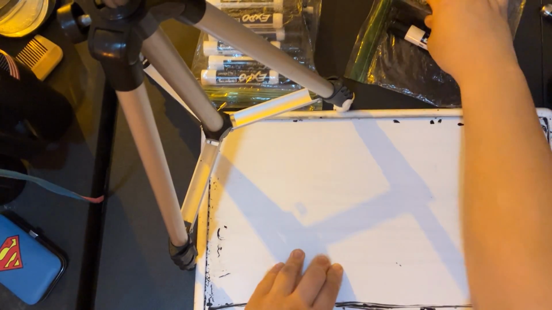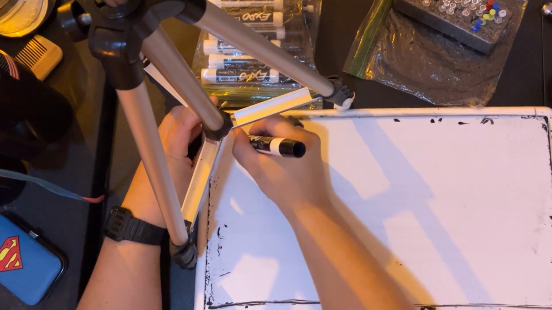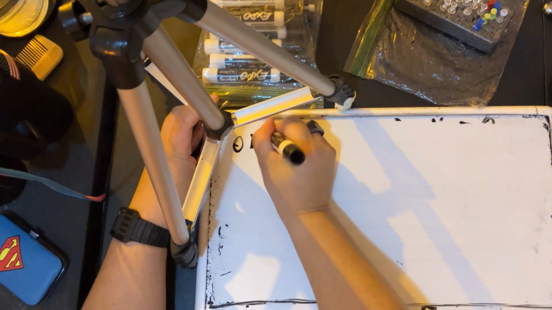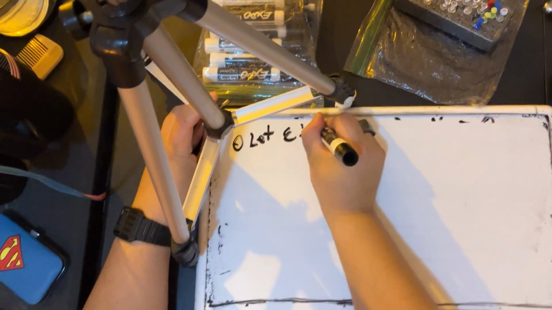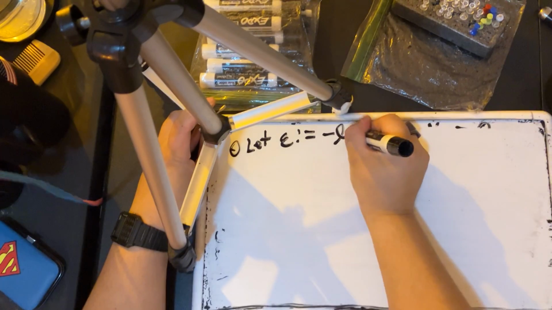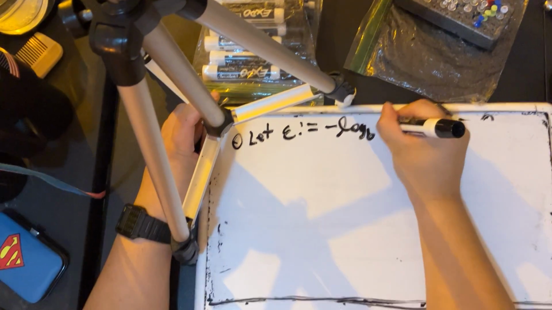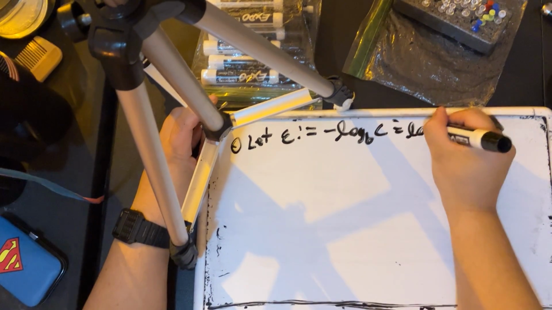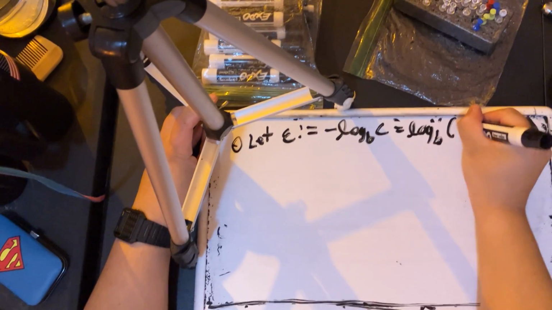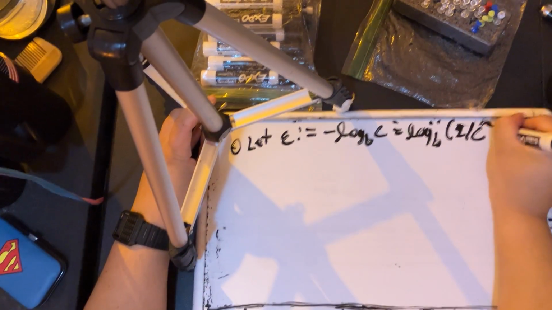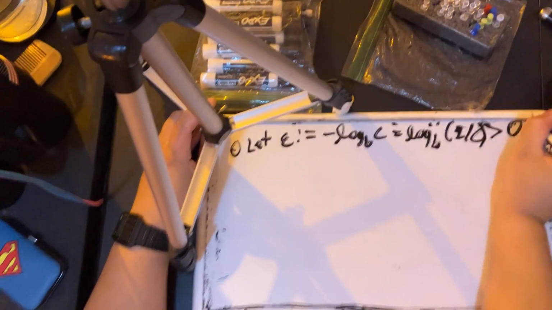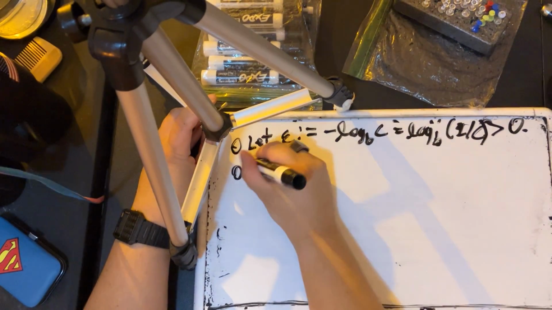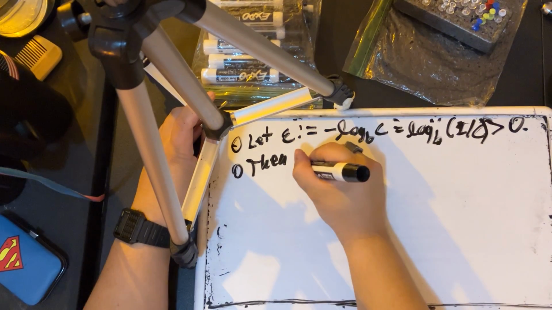So let's continue and define epsilon to be equal to negative log base b of c, which is equal to log base b of 1 over c, and have that be greater than 0. Well, it would be greater than 0. Then what can we say with all that we've already said previously?